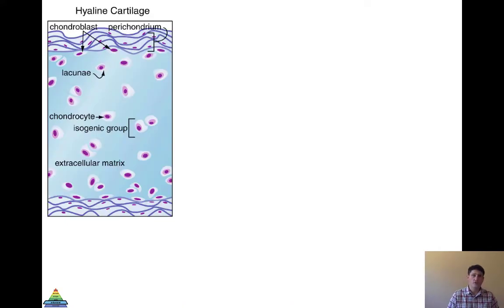Now, just a quick refresher, you can see up here we have our hyaline cartilage. It's just a little cartoon drawing illustration of what we're looking at. We've got our perichondrium right here. We have our chondrocytes inside of our lacunae, and we have this extracellular kind of glassy matrix with some of those collagen fibers dispersed throughout there.